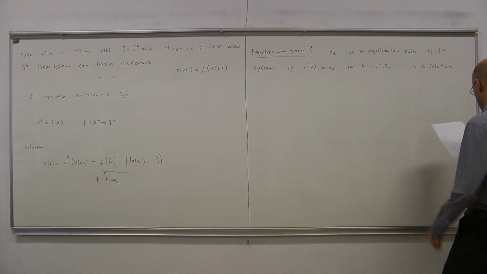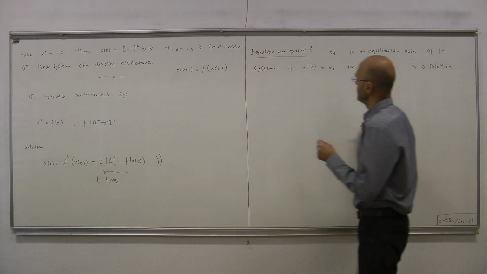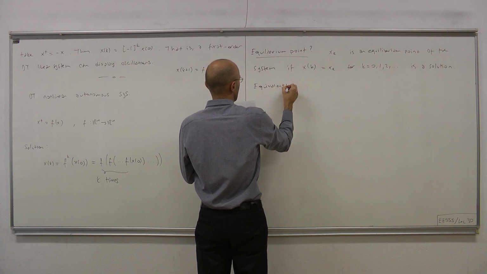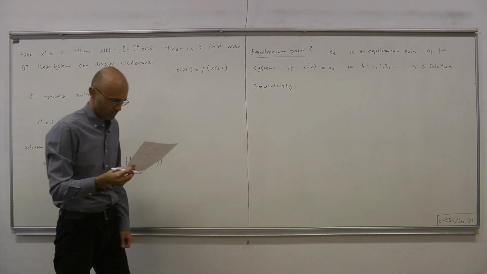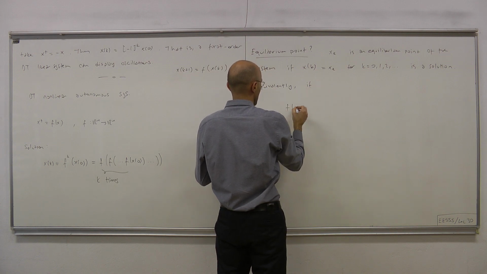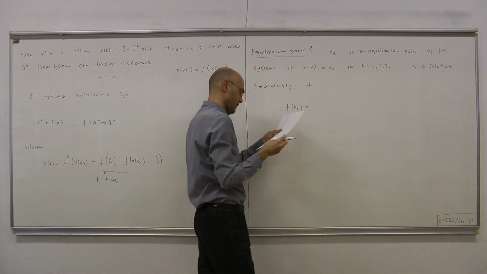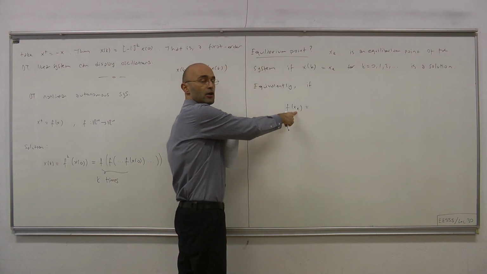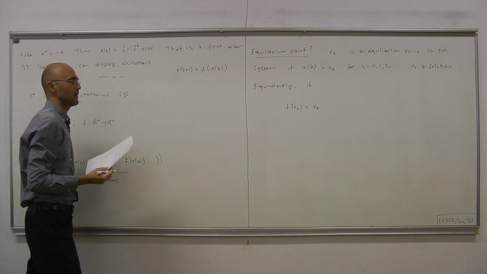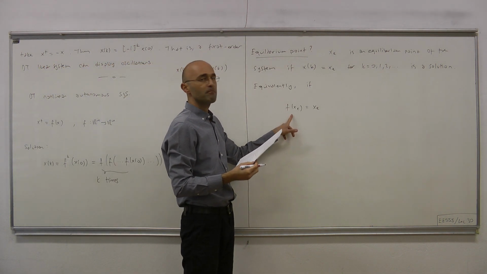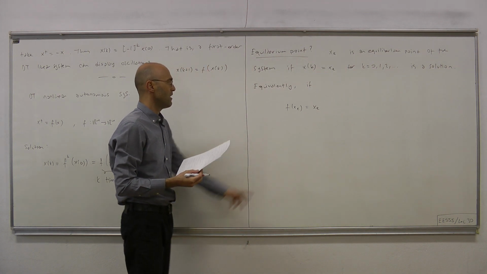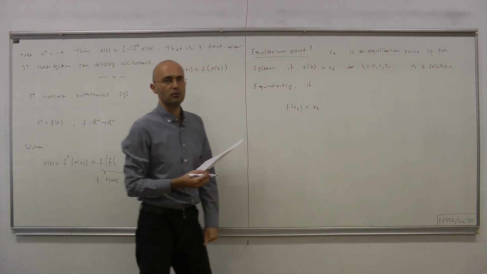A solution. Okay. Equivalently, if f of the equilibrium candidate equals itself. Okay. Now with continuous time, we have f of xe equals 0. With discrete time, we have f of equilibrium equals equilibrium itself.